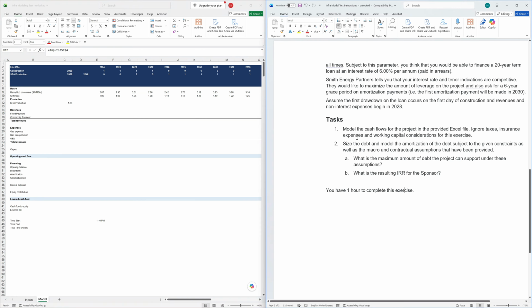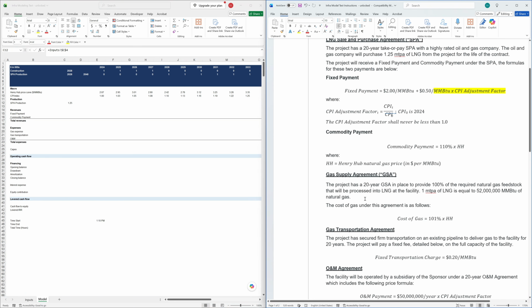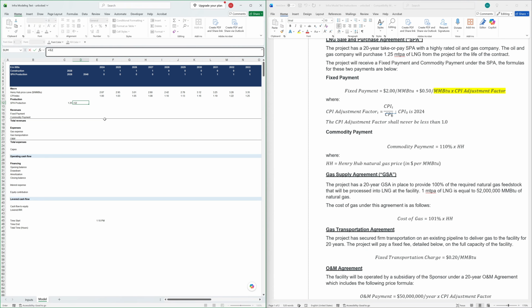So we're humming along. Our SPA in MTPA, but we need to convert it to MMBTU. So we're just going to go 52 times 10 to the 6. And we have our conversion factor. And then we're just going to multiply our conversion factor times our MTPA times our SPA flag. And now we have our SPA production.